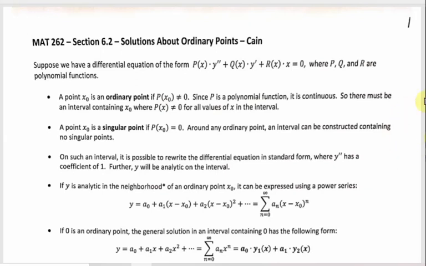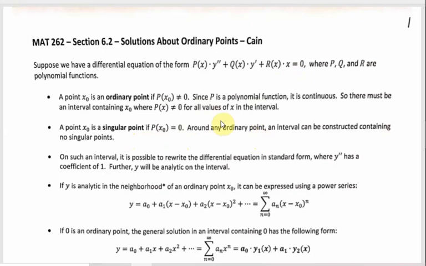This introductory material in section 6.2 is mostly there to establish where the idea of having a series solution makes sense, or where you'd actually be able to get one. So the first thing is an ordinary point. Basically, it's one where you'd actually get a second order equation, right? Because if p of x0 is equal to 0, then you wouldn't have a second order equation there. And that's what a singular point would be.